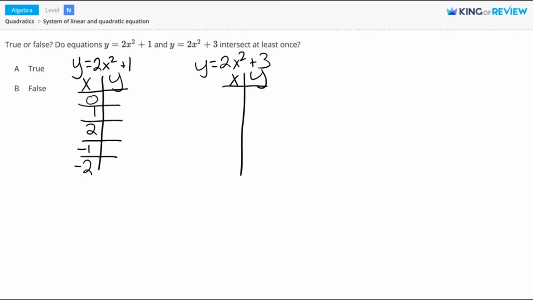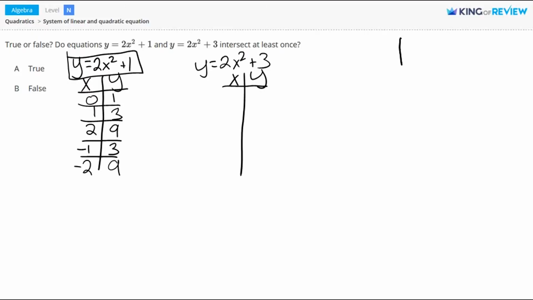And I'm going to plug in these x values into the equation y equals 2x squared plus 1. So when x is 0, I get y equals 2 times 0 squared plus 1, and this gives me y equals 1. So the point 0, 1 is on my graph. When x equals 1, I get a y value of 3. When x equals 2, I get a y value of 9. When x is -1, I get a y value of 3. And when x is -2, I get a y value of 9.